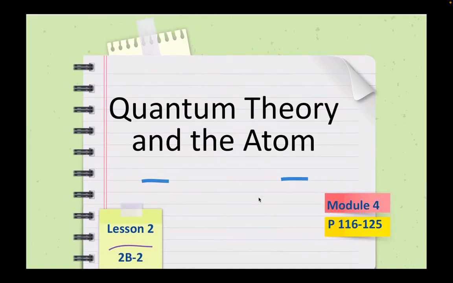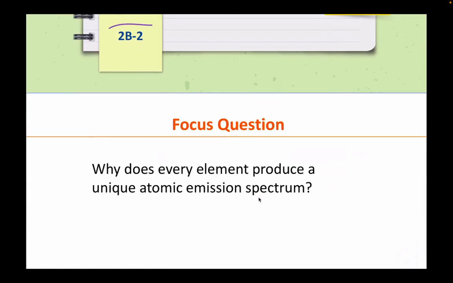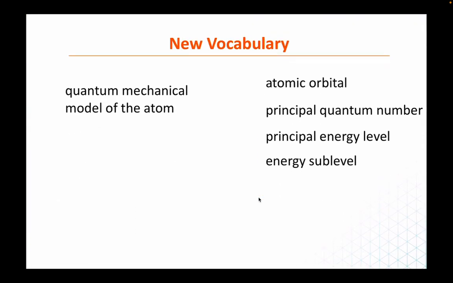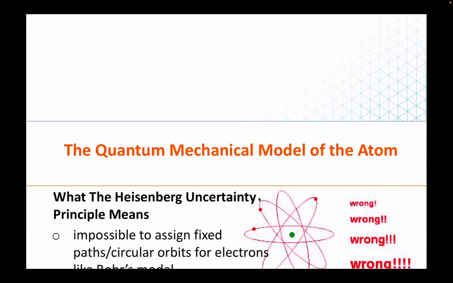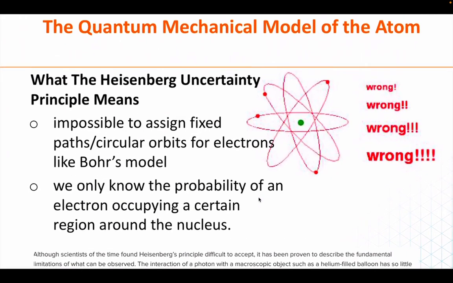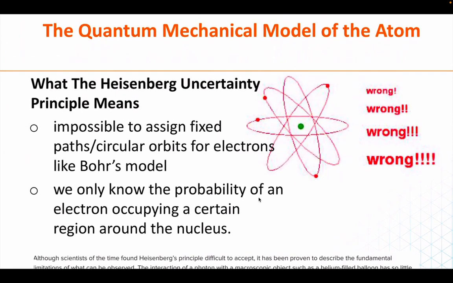Where we're going to be covering the second part of lesson 2, the quantum theory of the atom. So this is going to talk about our current model of the atom, which we call the quantum mechanical model. And this model does really well in explaining a lot of different things. It's never been proven wrong. So first, we're going to talk about the Heisenberg uncertainty principle.